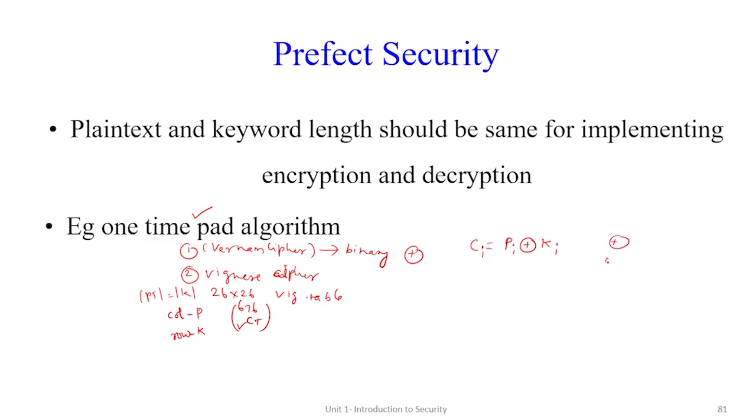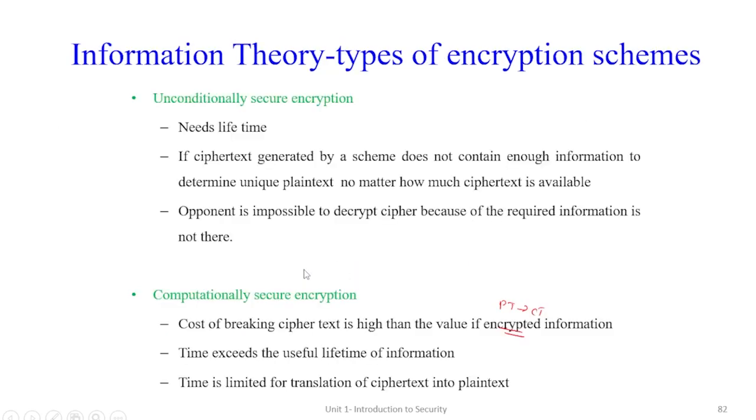For the exclusive OR operation, if you take A exclusive OR B, the values are 0, 0, 0; 0, 1, 1; 1, 0, 1; 1, 1, 0. So if the two values are the same, the answer is 0; otherwise, the answer is 1. In this way we produce the ciphertext. To retrieve the plaintext, the same exclusive OR operation is done with the corresponding key. These two algorithms are treated as perfect security mechanisms, and in modern cryptography these two algorithms are used.